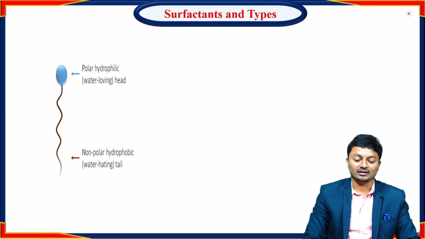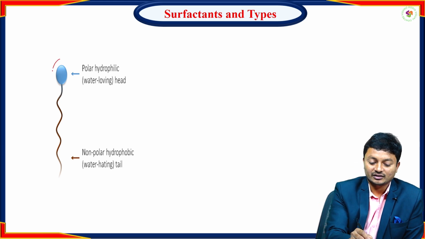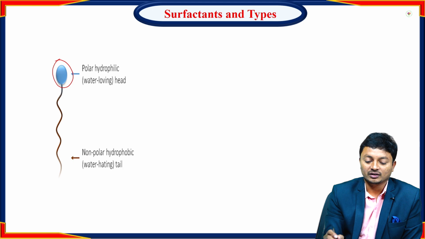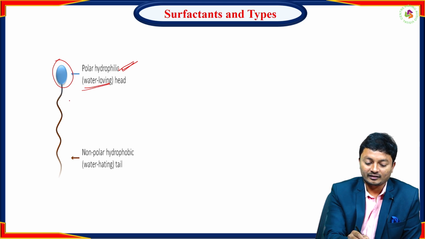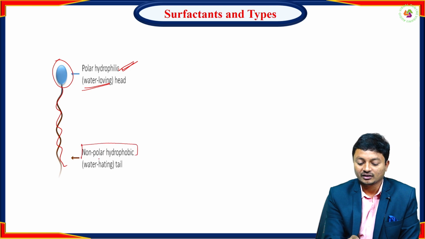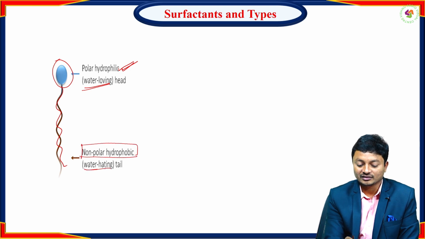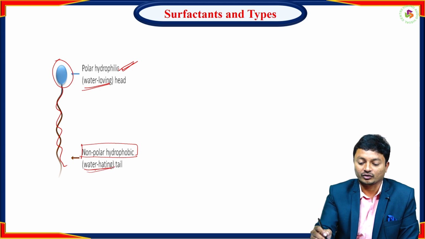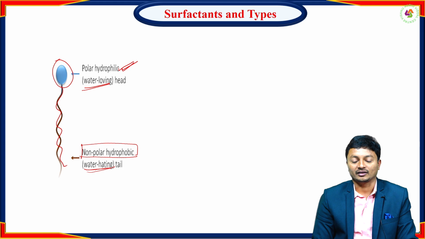Now let us discuss the diagram of the surfactant. As we discussed, this is the head portion, which is of polar hydrophilic nature, also known as water loving, and this is the tail portion, which is non-polar hydrophobic, also known as water hating. So this is about the structure of a surfactant.